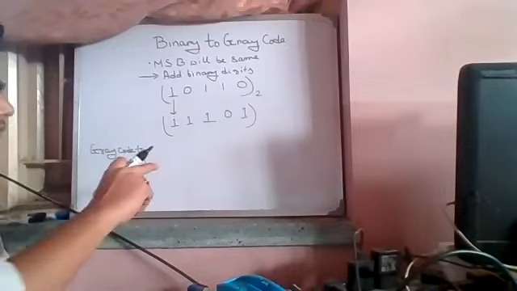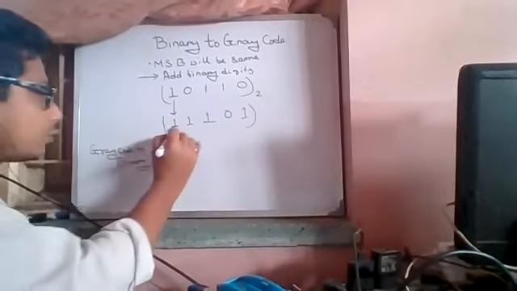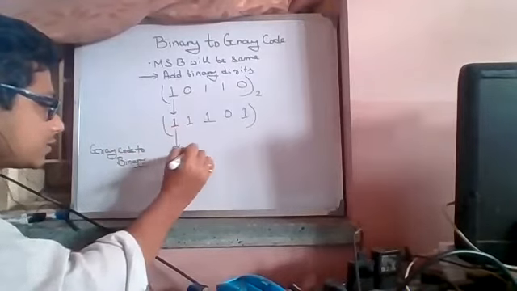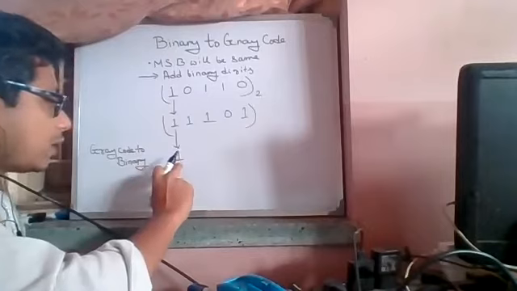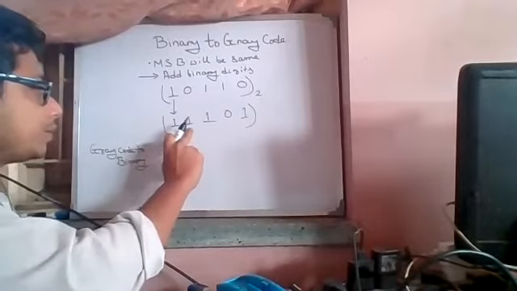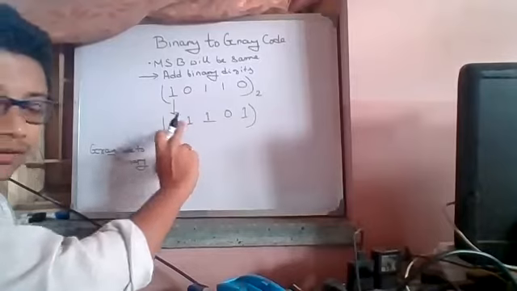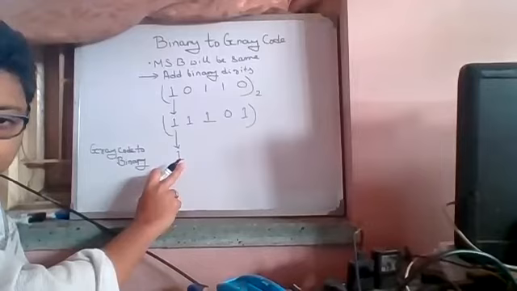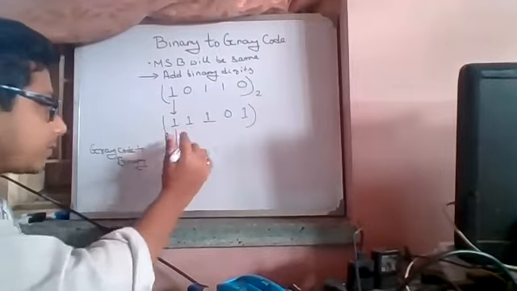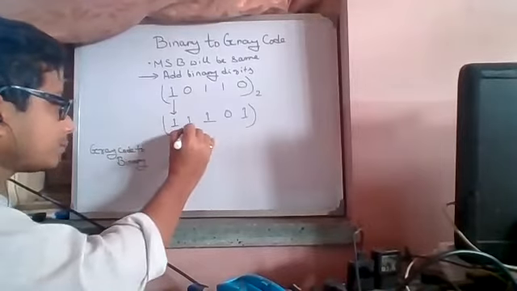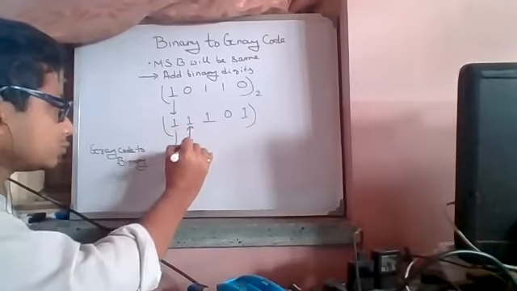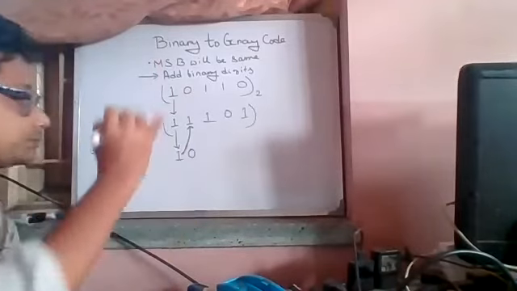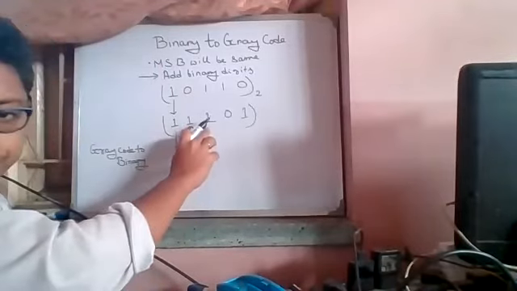So now, first of all, 1 will come, MSB will come as it is. Now, this time I will add this one and this one. Previously, I was adding this one. Now I'm adding this one because this binary digit has been generated. For you, I'm making it an arrow. So 1 1 will become 0. Next, this one and this one.